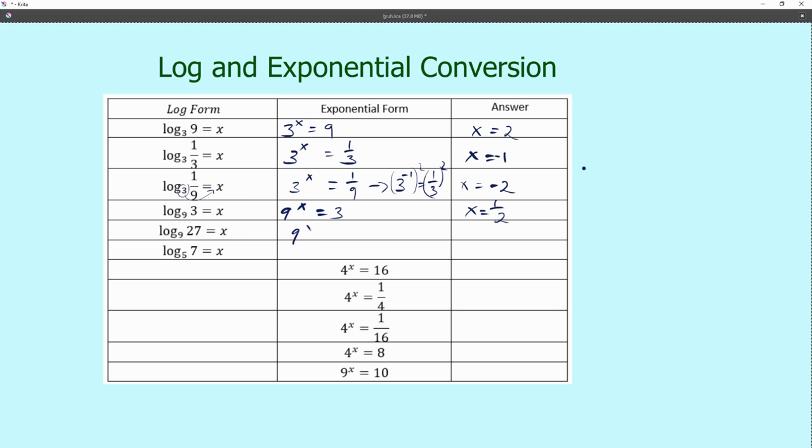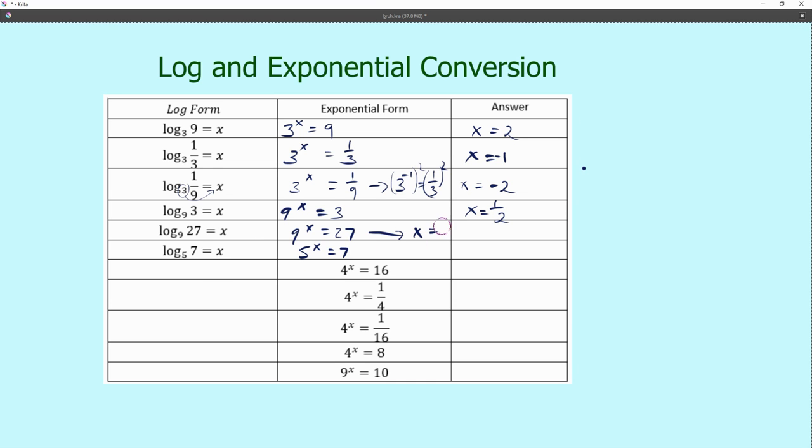Here I have 9 to the x is equal to 27. And this is a rational exponent. You might not know this, and your homework is not going to go in as much depth as this. But just being able to convert it is enough. And here I have 5 to the x is equal to 7. Here, this one you can do.